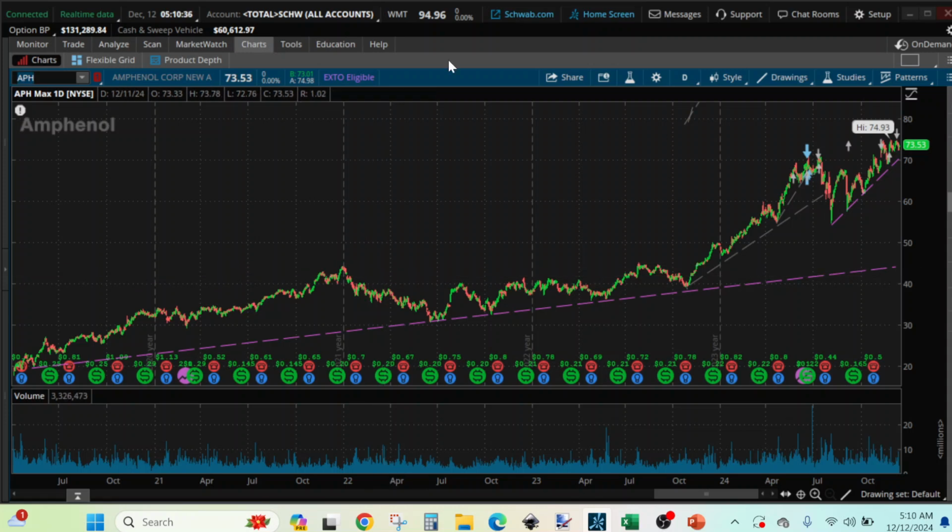We do our daily routine of analyzing the chart and doing our record keeping of our previous day transactions as well. So APH, we are tracking it on that purple line.